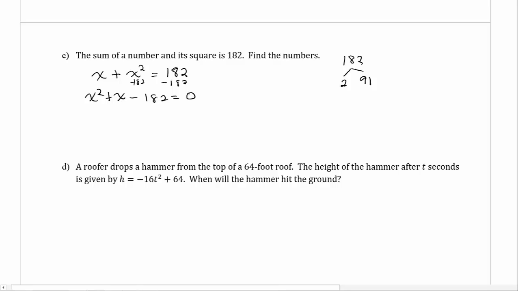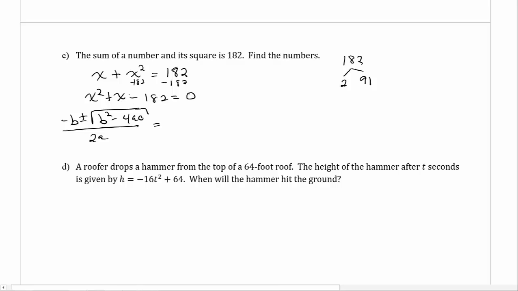Right now, for whatever reason, I am not seeing how this should factor, so if you can't see how it factors fairly quickly, I would just go ahead and plug it into the quadratic formula. The quadratic formula is negative b plus or minus the square root of b squared minus 4ac all over 2a.